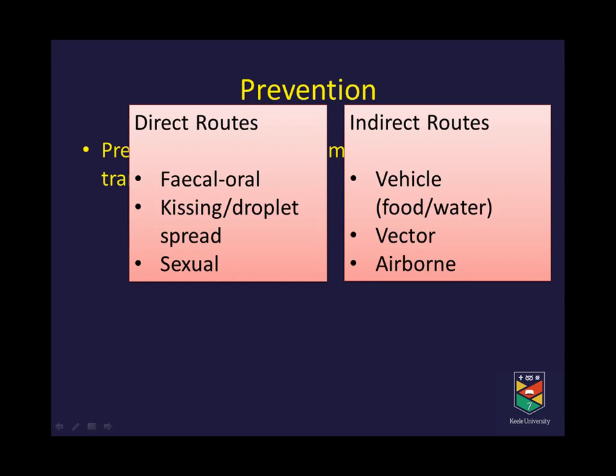Whereas the indirect routes involve a vehicle, such as food or water, that may carry the pathogen. A vector, okay, so the most common vector-borne disease that we have is malaria, and that's a vector for the parasite, so without the mosquito, the parasite wouldn't affect humans. Or it can be airborne transmission, which is one of the most difficult to prevent.